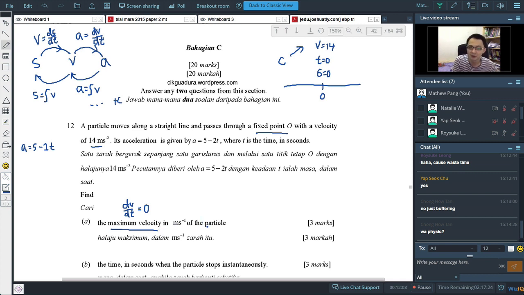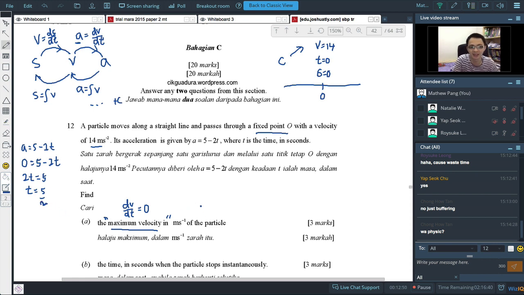You have to find the maximum velocity of the particle. However, from the information on top, I know dv dt basically equals A. So A equals 0, equals 5 minus 2t. So 2t equals 5, and t equals 5 over 2, or you can call it 2.5. This is the value of t. But the question wants to find velocity, so you cannot stop here. I need to have velocity, and then substitute t equals 5 over 2 into it, then I can get my maximum velocity. That's how you can get 3 marks.